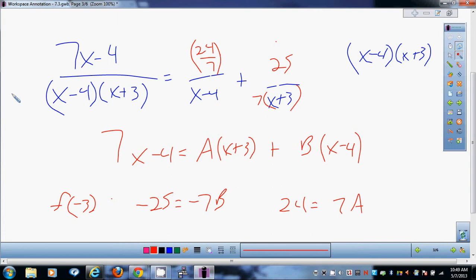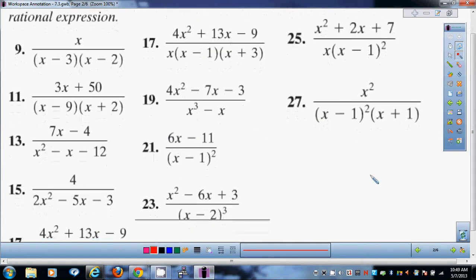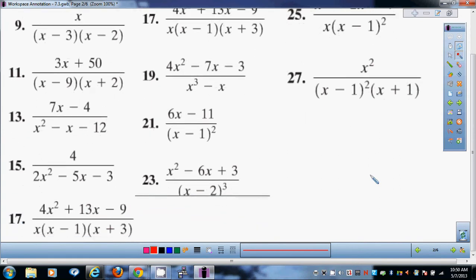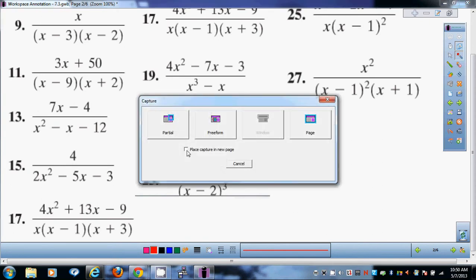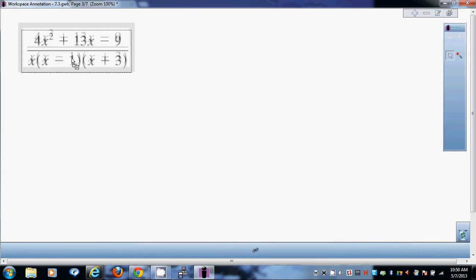Okay, let's see. Try 17 down there. 17. Yeah. All the other ones on the page are either only 2 or they're pre-factored, unfortunately. We did the hardest one in the DOM. So I'm just going to put this one real big on the board. This one's nice and factored for you, so all you have to do is decompose it. Try that.